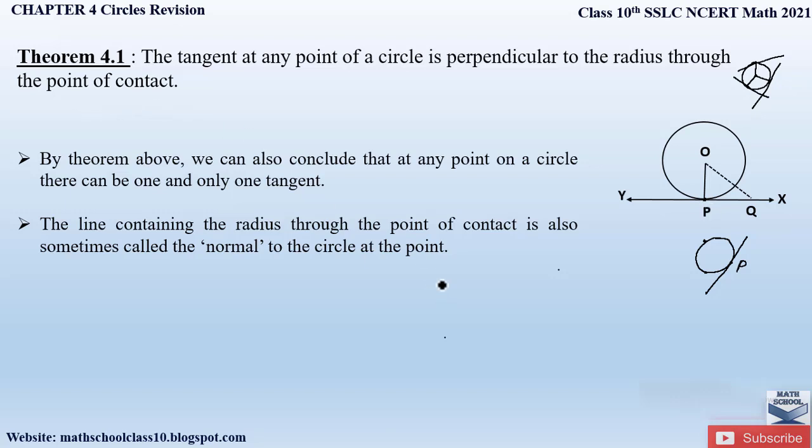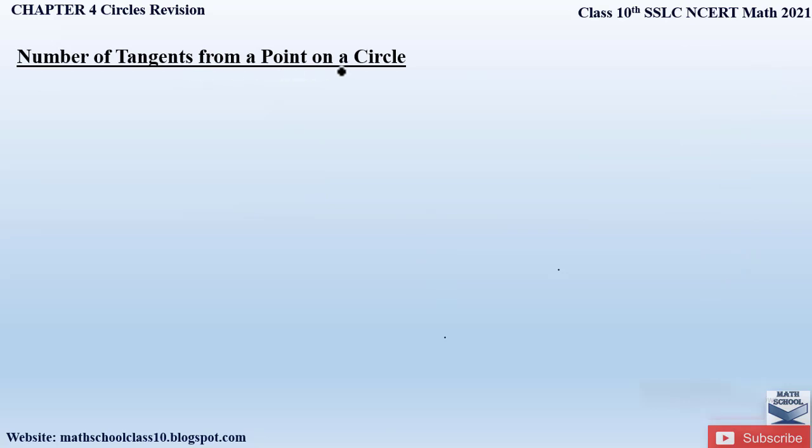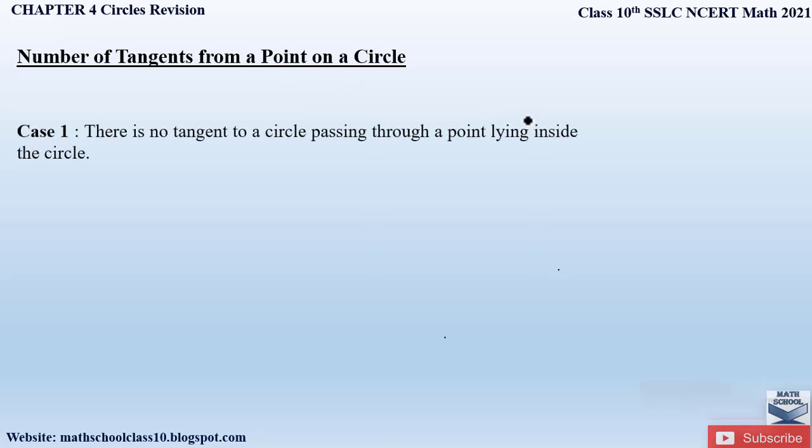So next, let us see the number of tangents from a point on a circle. Again, there are three different cases between a point and a tangent on a circle. The first case is there is no tangent to a circle passing through a point lying inside the circle. So this is a circle, and if there is a point P lying inside the circle, there cannot be a tangent formed for any point that is lying inside the circle. This is what case number 1 says.